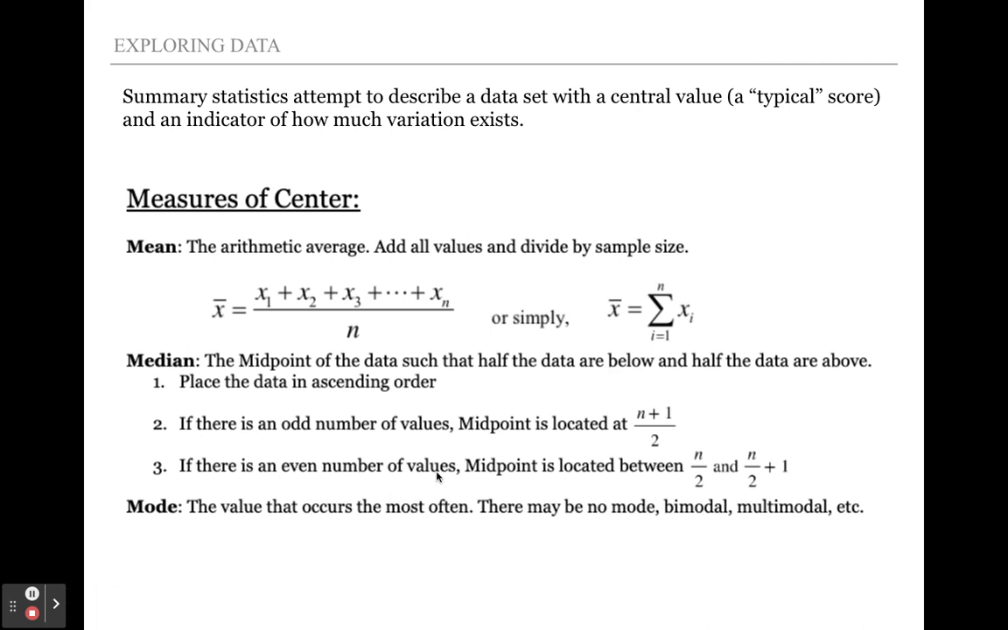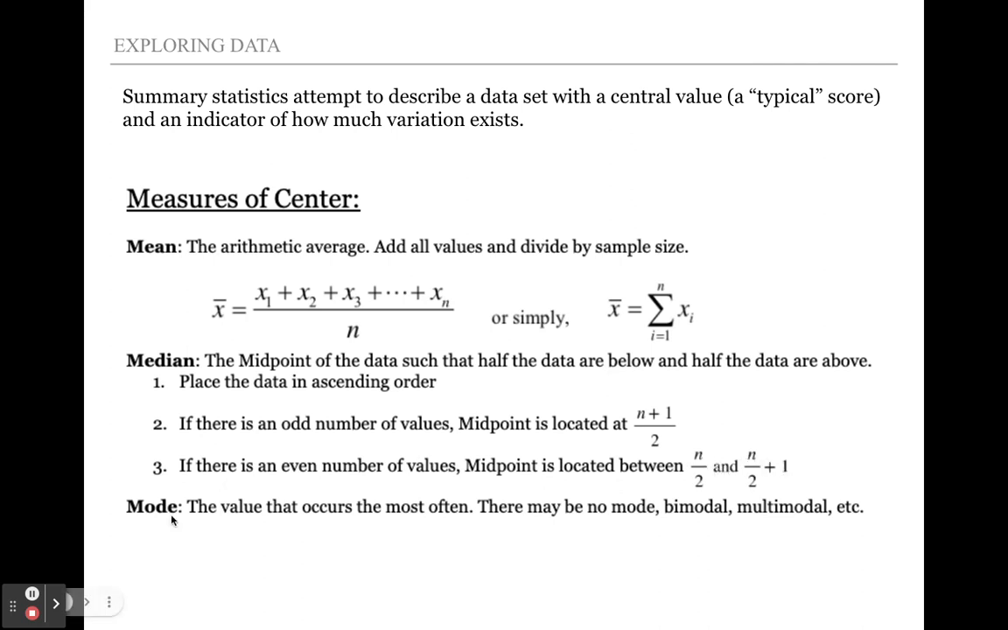If there's an even number of numbers, there is no middle value, so it's going to be between 2 values. Okay, so if you had 4 people standing in the middle of the room, there's no middle person, but the middle would be between the second and third person. So to locate the median when there's an even number of values, you take n divided by 2 and n divided by 2 plus 1. And the median is between those two.